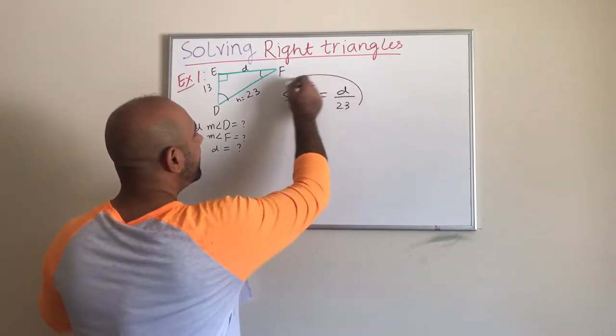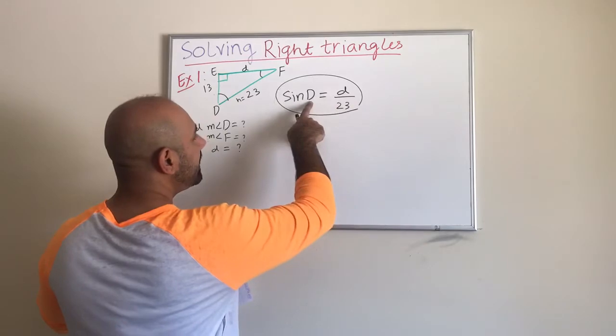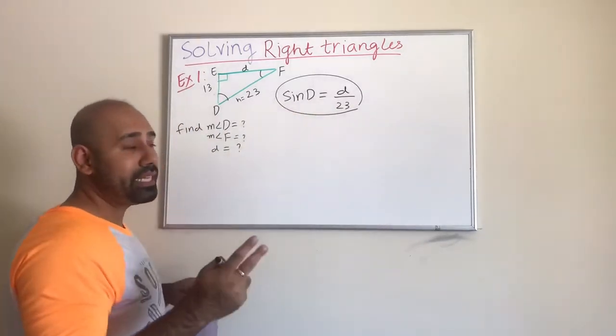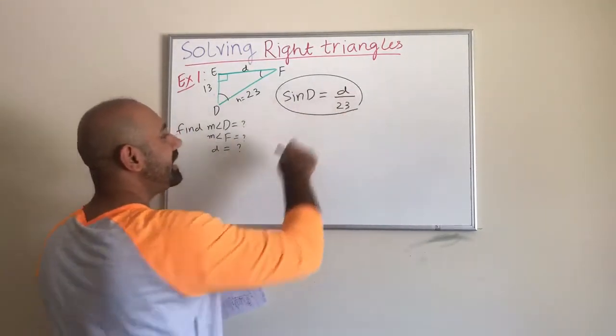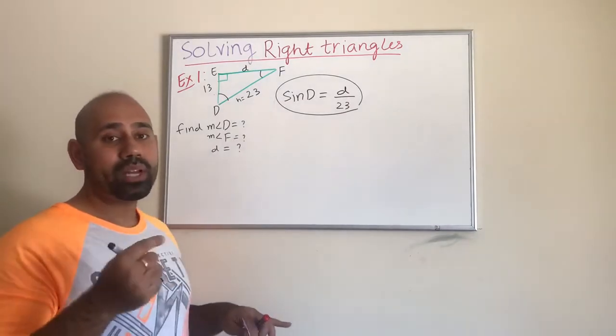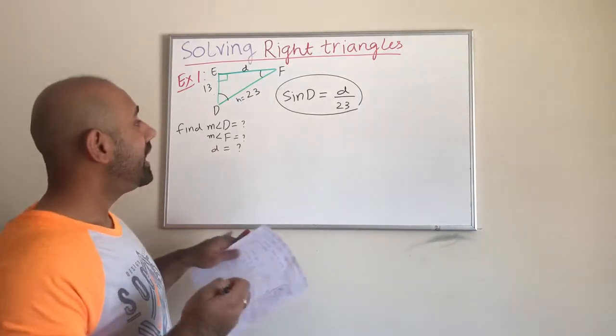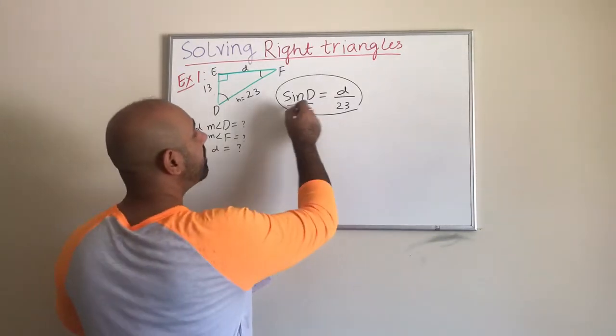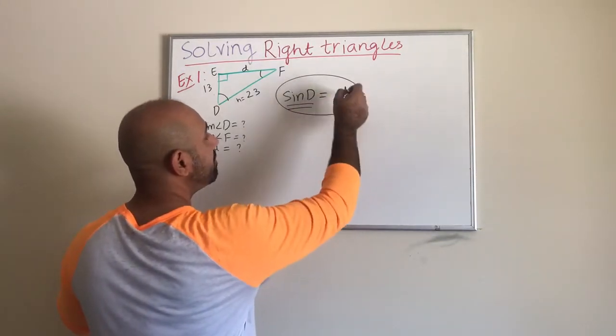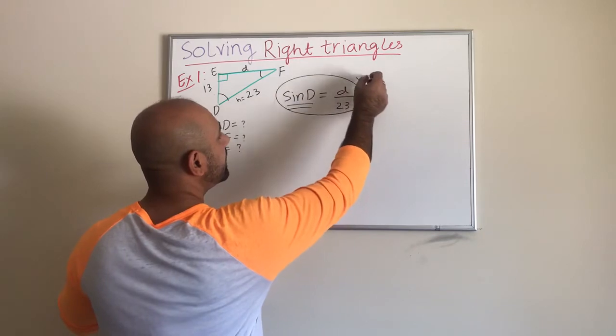So now if I look at this equation, then we can obviously see that there are 2 things that are missing, the angle D and the side D. And there's no way using one equation we can figure out 2 missing things. So what does that mean? That means that we cannot use the sine function to figure out any of the missing pieces here. So we cannot use that sine function.